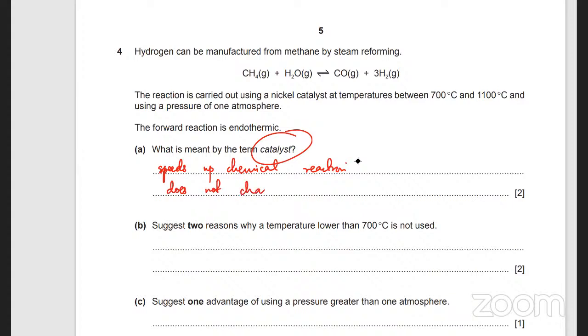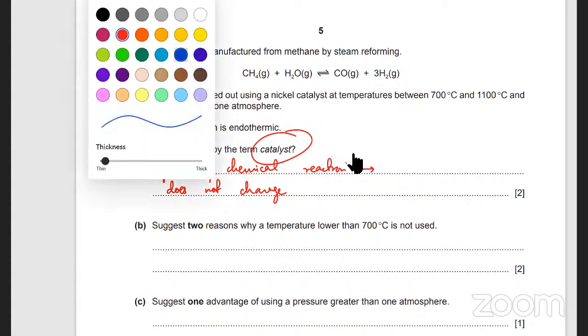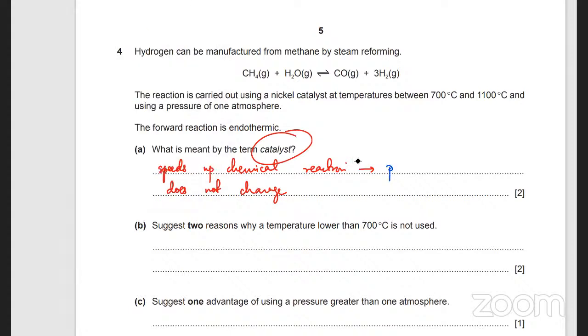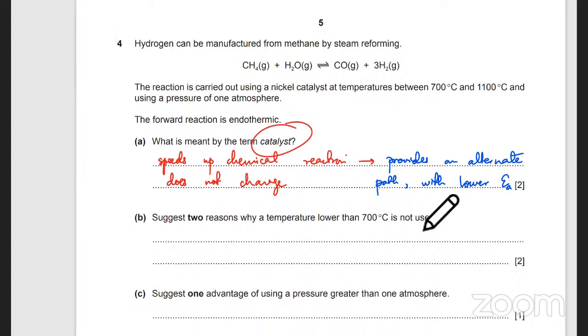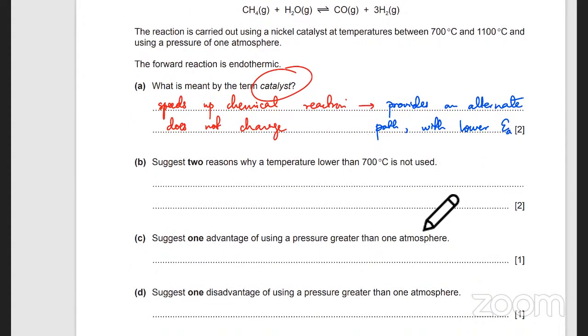एक और बता दो, how does it speed up the chemical reaction? मतलब वो सबसे important बात है. It provides an alternate path to the reaction, which has a lower activation energy. ठीक है, एक्टिवेशन एनर्जी कम करता है, so it's easier for the reactants to react. Is this clear? Yes, clear.